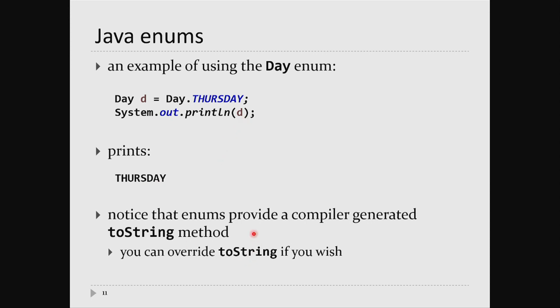So what's happening here is, the compiler has generated a toString method that produces that string. And it's silently done that for you. If you want to, you can override it. So you can change the way your enumerations get printed if you want to.